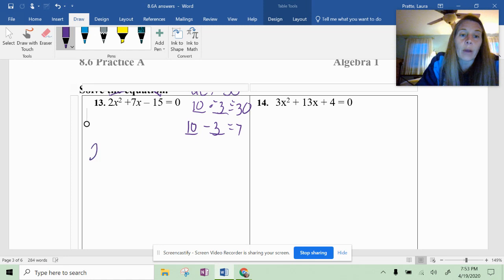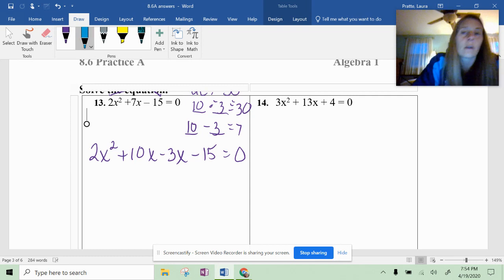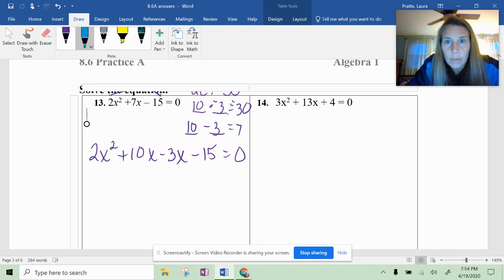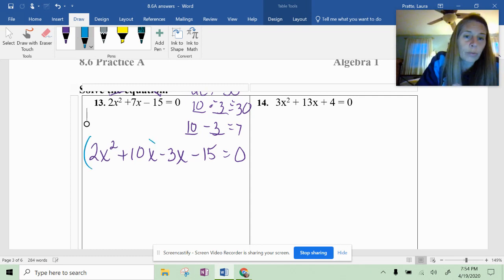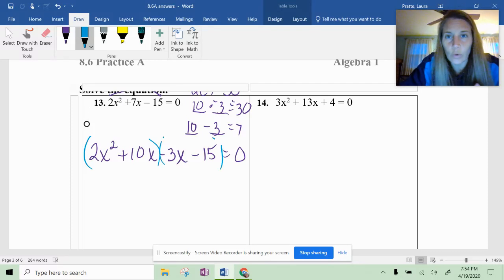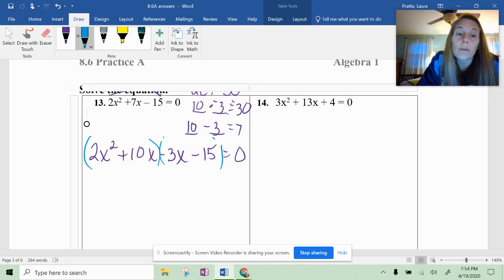So now we're going to rewrite the problem. 2x squared plus 10x minus 3x minus 15 equals 0. Just like we did on the earlier problems with the AC method, we're now going to group the first two, group the second two, take out the GCFs from each of those groups. So the first group, we have 2x squared and 10x. So we're going to divide out a 2 and an x, leaving us with x plus 5.